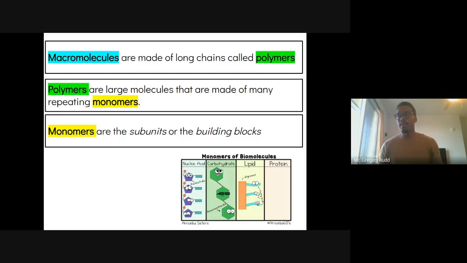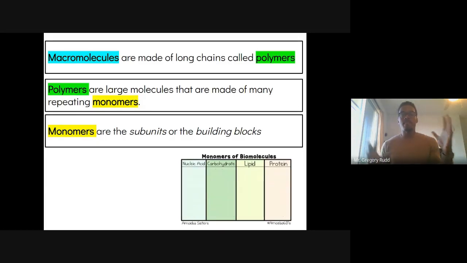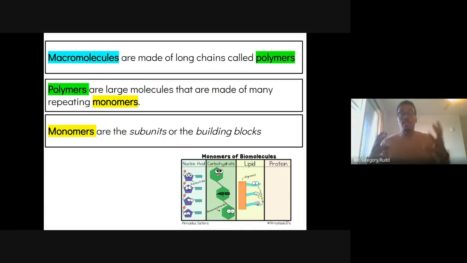And just like Lego pieces, the shape matters. So I can have the same 5 Lego pieces, but if I combine them in different ways, I end up with different shapes. And when it's shaped differently, it ends up with a different job.